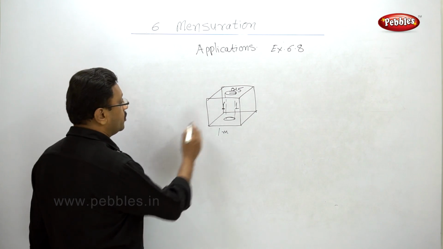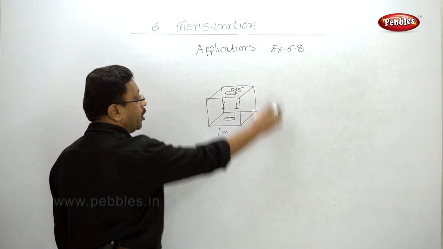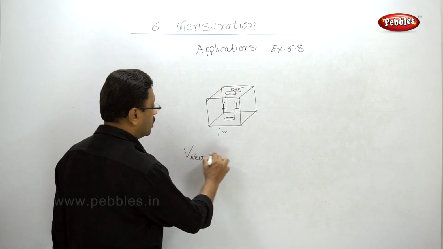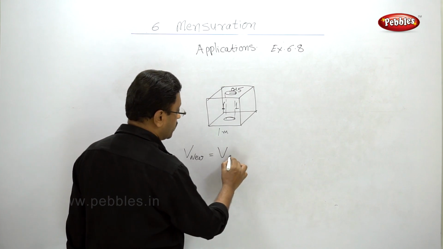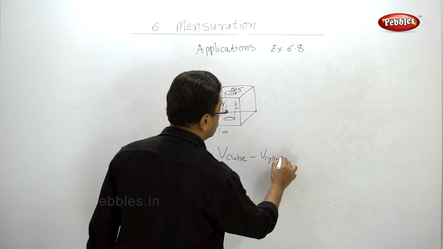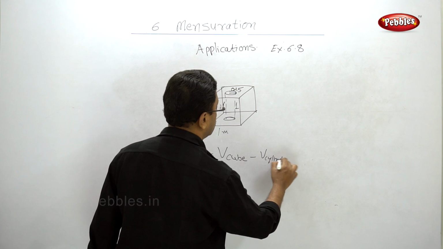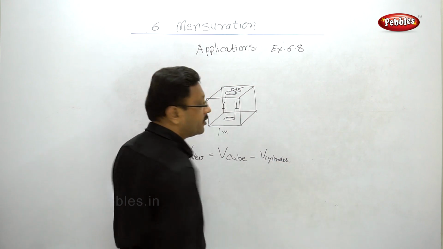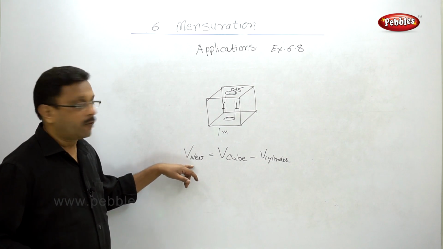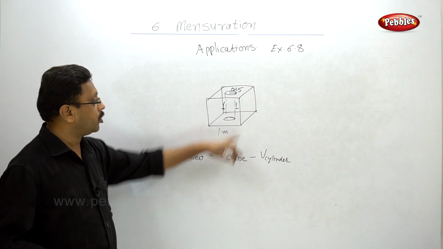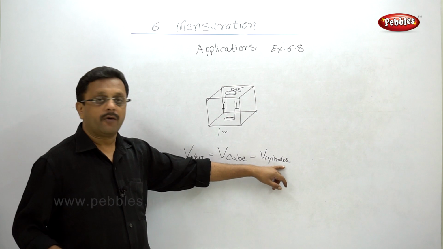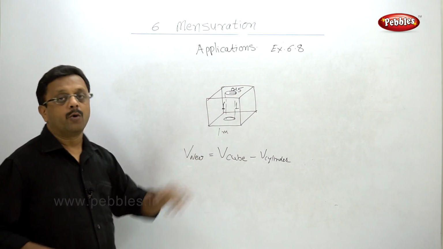So if you find the new block volume, I say the volume of the new block is equal to the volume of the total cube minus the volume of the cylinder. So the total volume of this shape will be the volume of the cube initially, and then remove the volume of this cylindrical hole.